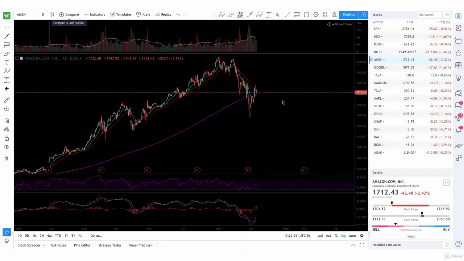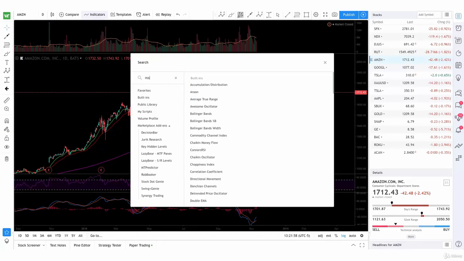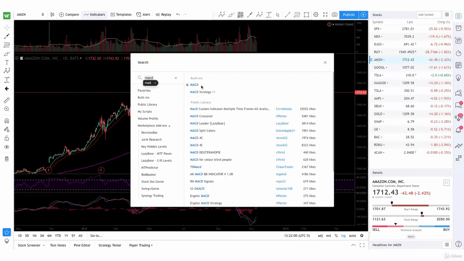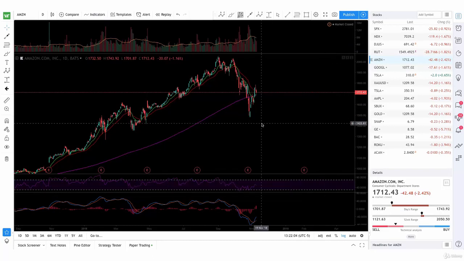Right, it's time to talk about the MACD indicator. You go to your indicators, it's up here. You're going to see it. MACD, the first one. That's the one you want to pick. Now, what does this mean?